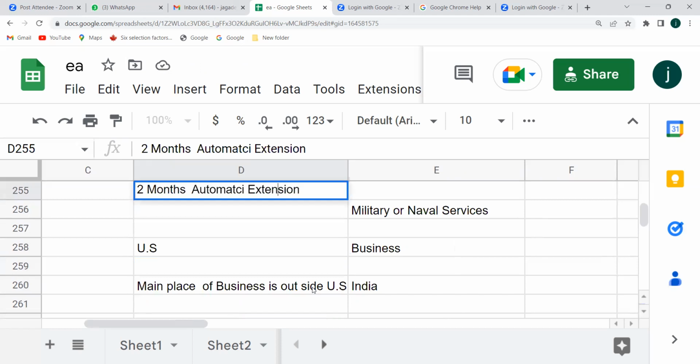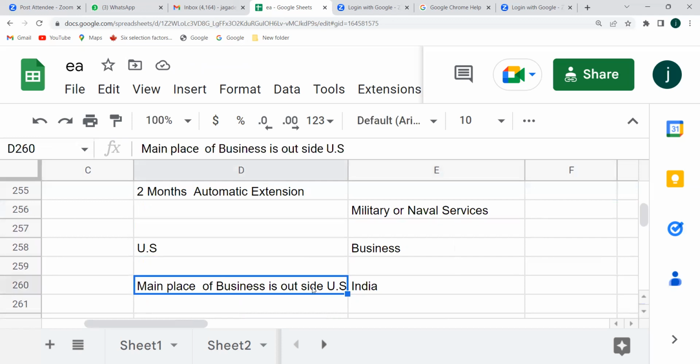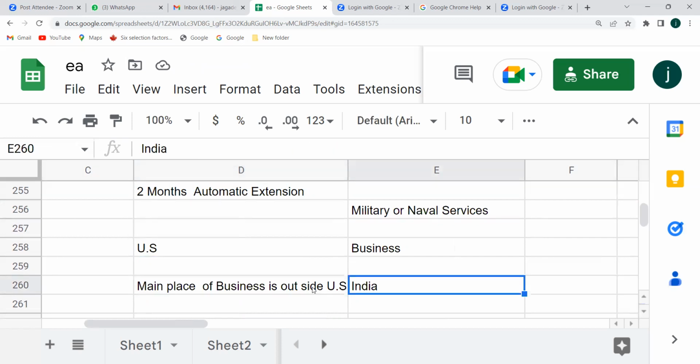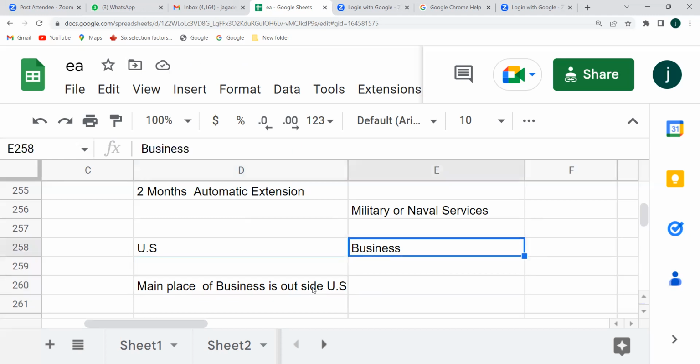Clear? So two cases where you get 2 months automatic extension. One, the person is in military or naval services, and the other, the main place of business is outside the US. Here I am saying India, but the main place can be Canada, India, any country. That should not be the US, but partial business will be there in the US. Clear or not? Okay, in these cases, you will get 2 months automatic extension.